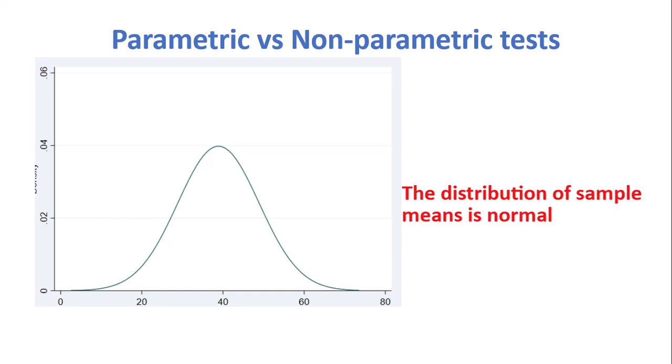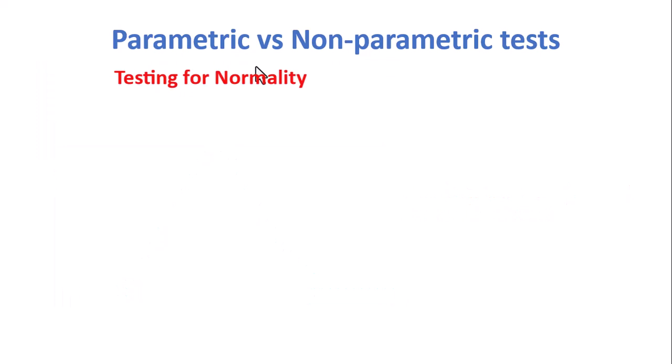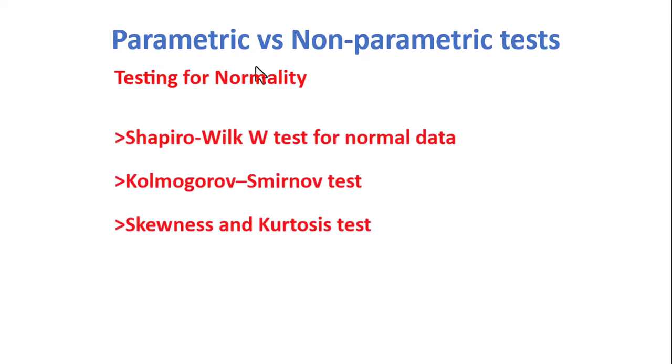If you have your data and you want to see whether your data is normally distributed or not, there are three tests that you could use to test for normality. The first one being the Shapiro-Wilk test. If your sample size is less than 2000, you could also use the Kolmogorov-Smirnov test, or if your sample size is above 2000, you could use the skewness and kurtosis test. We shall cover this in detail in subsequent videos.